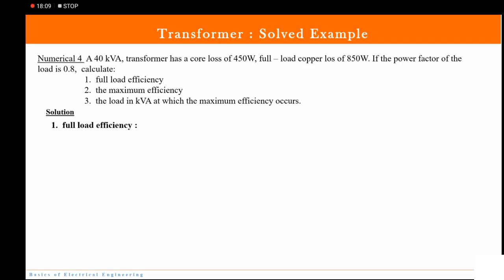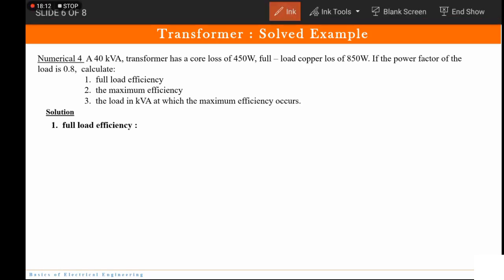So in order to find the full load efficiency, what I will write here is first kVA. kVA is given as 40. Now I have an important point to make. Core loss is also iron loss, and in our derivations we have represented the core loss or iron loss by Wi. Now we can use, as I said, any nomenclature. So it is 450 watt.